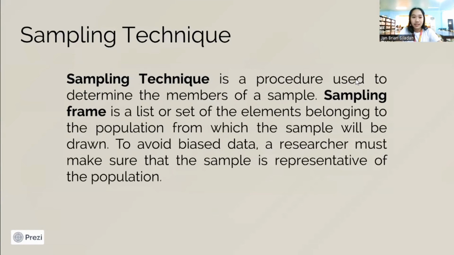Next is sampling technique. Sampling technique is a procedure used to determine the members of a sample. Sampling frame is a list of the elements belonging to the population from which the sample will be drawn. To avoid biased data, a researcher must make sure that the sample is representative of the population.